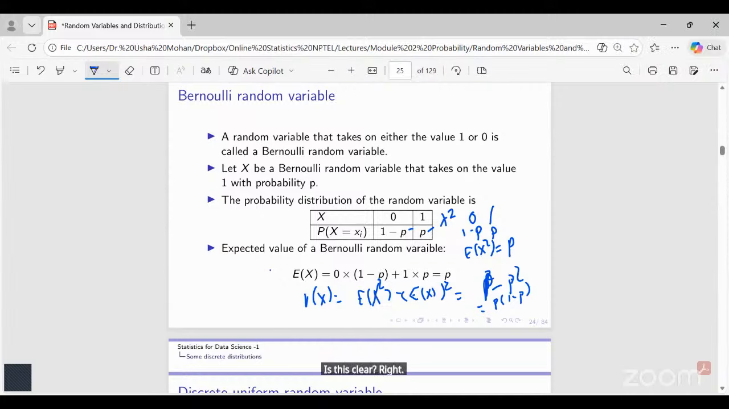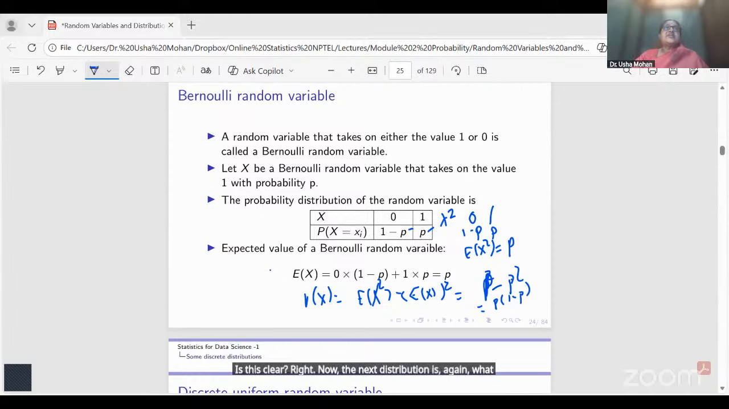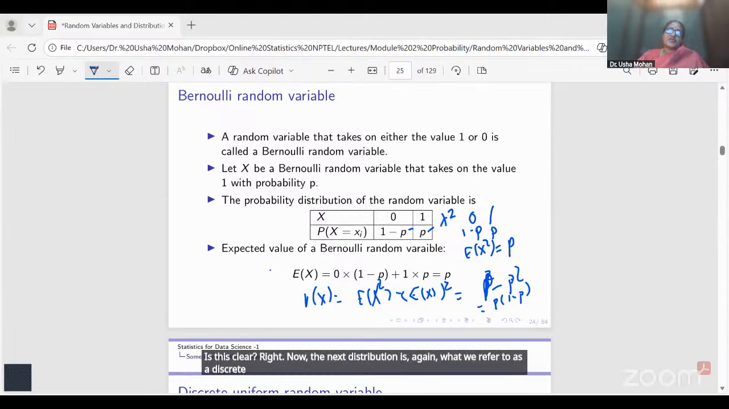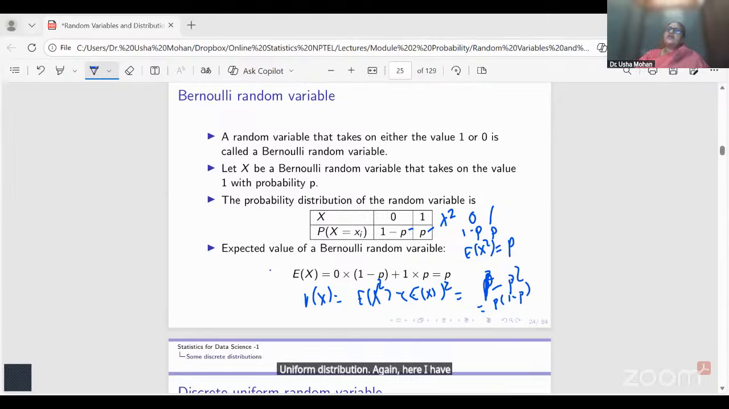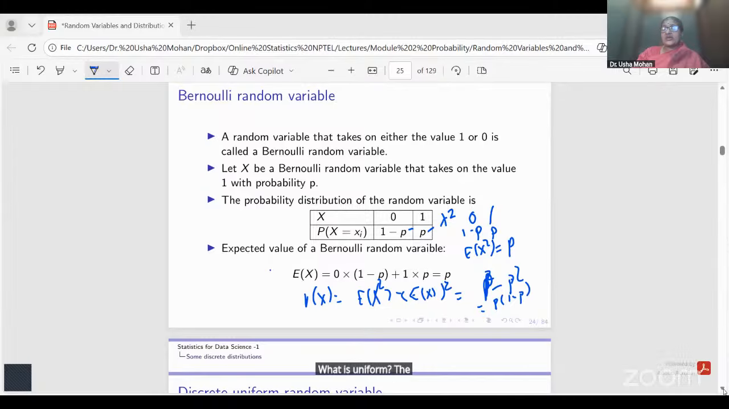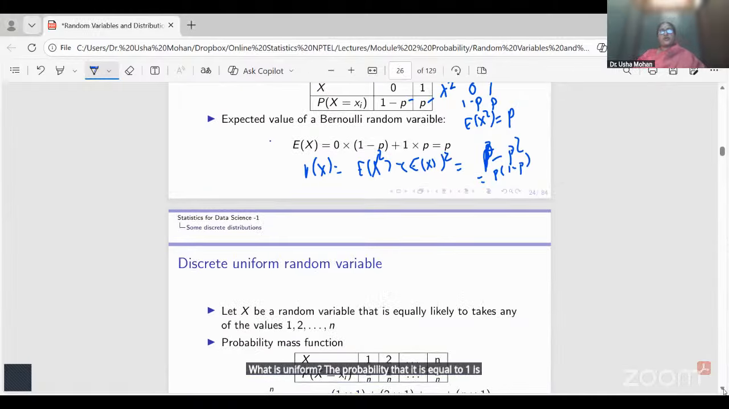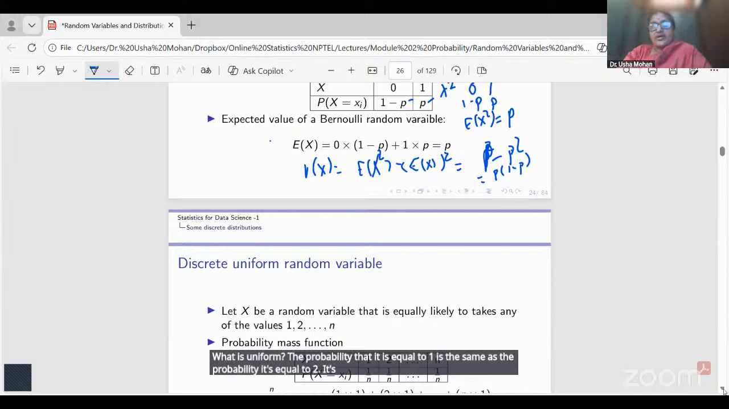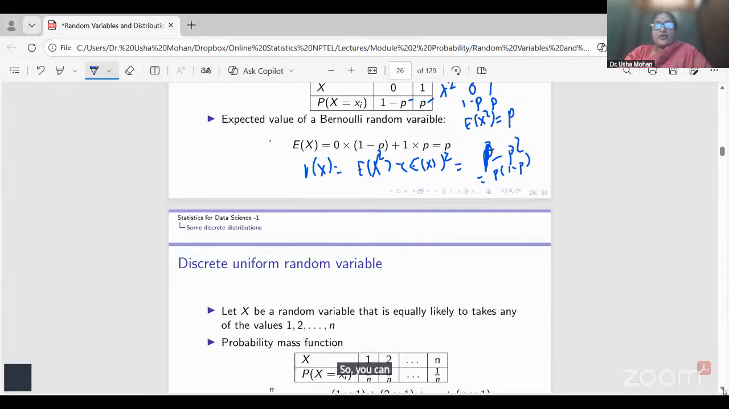Yes. Now the next distribution is what we refer to as a discrete uniform distribution. Here I have a random variable which takes values 1 to n. First of all, it is discrete because it is taking values 1, 2 up to n. What is uniform? The probability that it is equal to 1 is the same as the probability it is equal to 2. It's the same as the probability it is equal to n. So you can see that the probability x equal to xi is 1 by n, 1 by n, 1 by n. Till here is it clear?